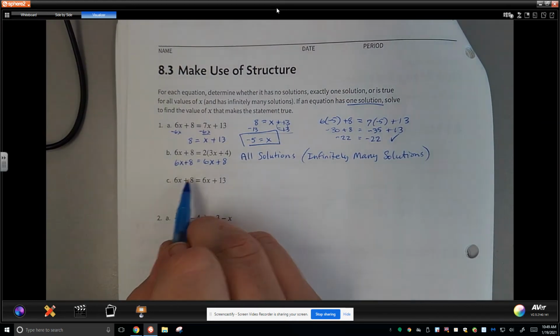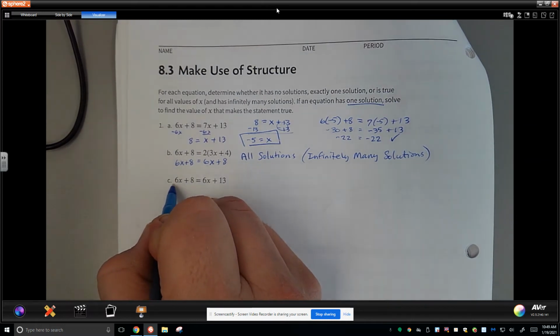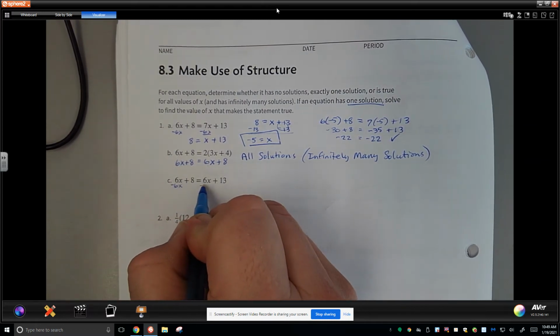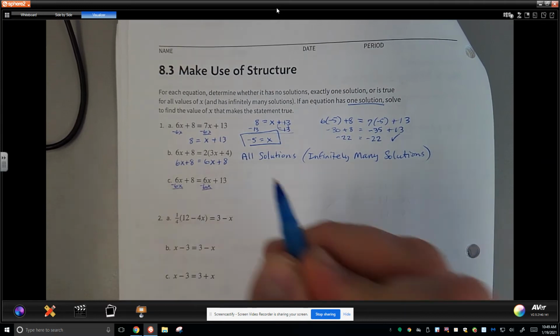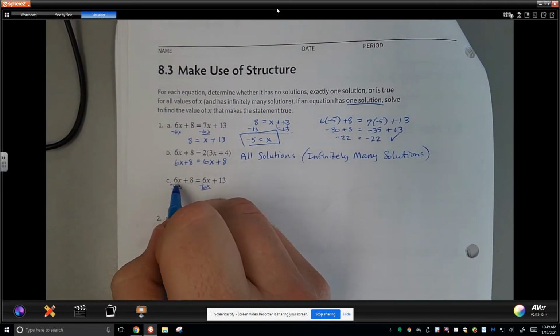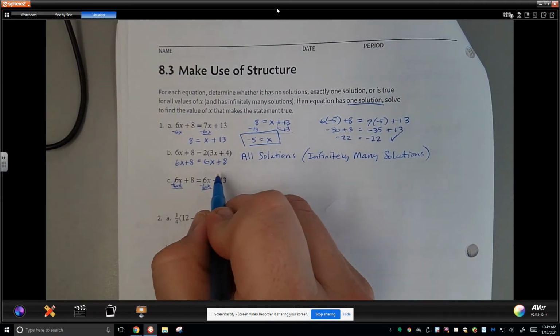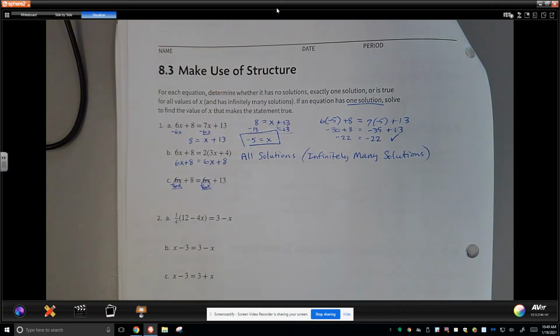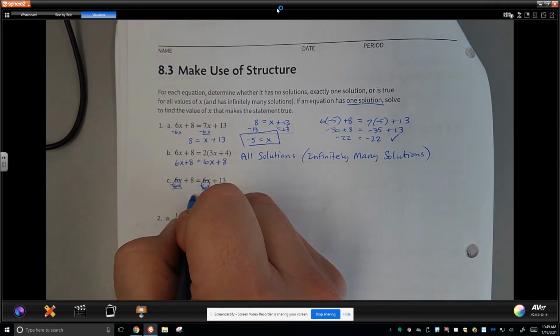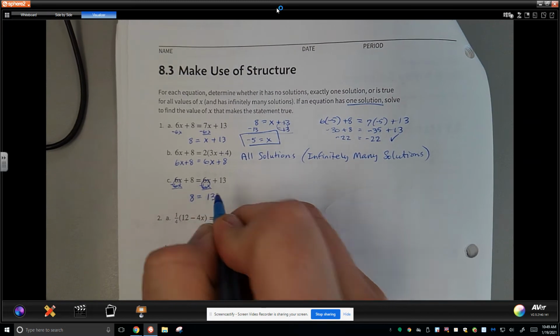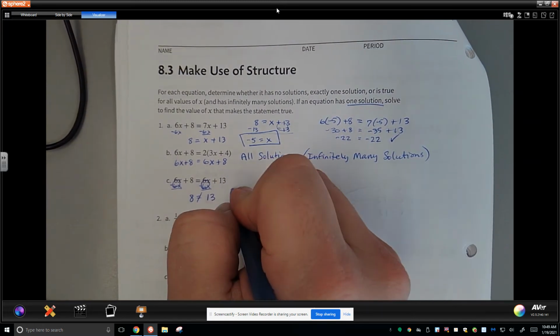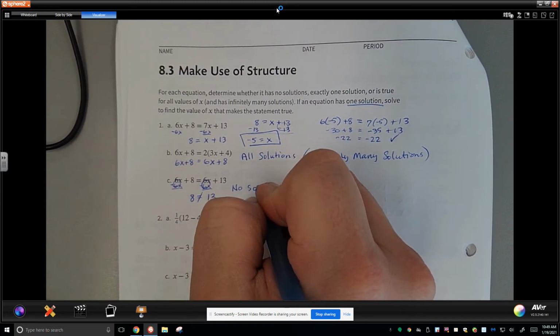The final one, when I look at this piece, if I wanted to think in the reverse, I want to eliminate the coefficients or eliminate the variable, or I want to put the variables on the same side. When I subtract 6x from the left, I also subtract 6x from the right, but the problem is they're eliminated, and I'm left with 8 equals 13. This is a false statement telling me that there are no solutions here.